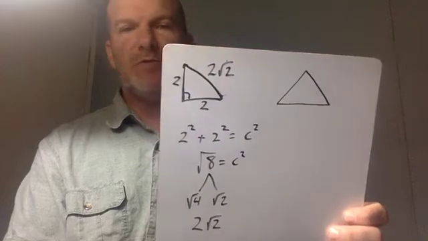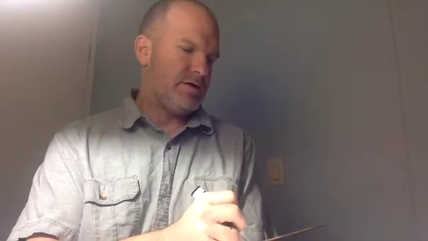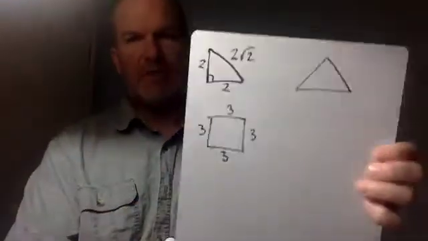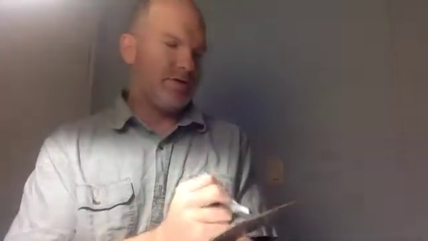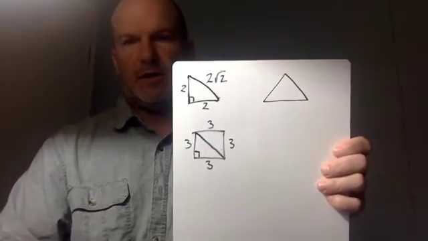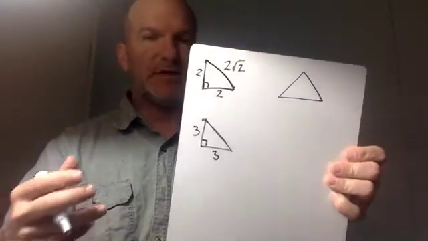I'm going to show you one more, and hopefully you're going to see the pattern here. So here's a square that's going to start off with every side being 3 instead of 2. We're going to turn it into a right triangle, and I'll erase the other half of the square like I did last time. Now you'll square both sides and you'll get 9 plus 9, which is 18. So 18 is going to equal c squared.